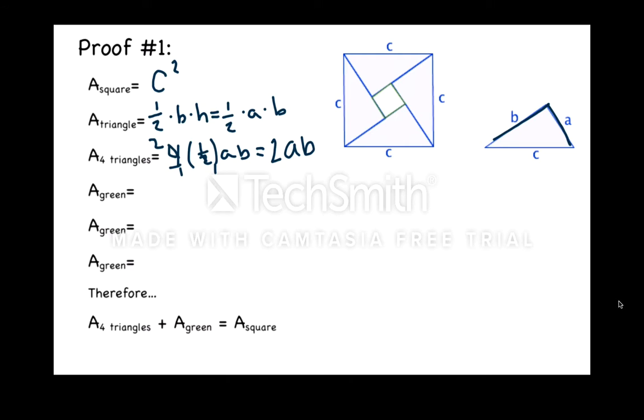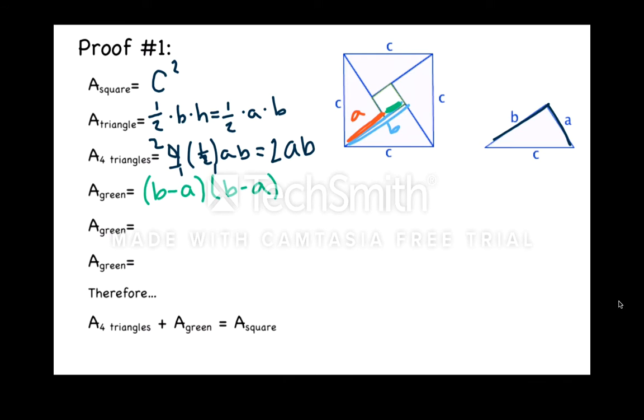Now in order to find the area of this inner green square, I need to know what the length of one side is. So if I know that this length right here is b, and I know that this length right here is a, the length that's left over is the length of the side of the square, which would be b minus a. So the area of this inner square would be b minus a times b minus a.